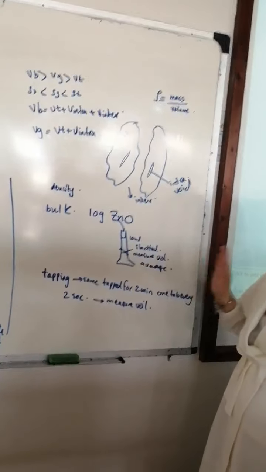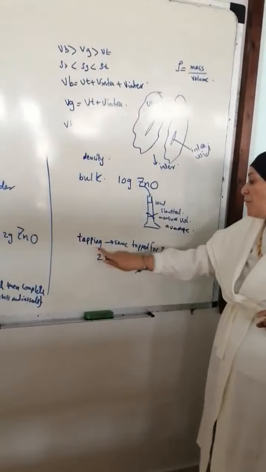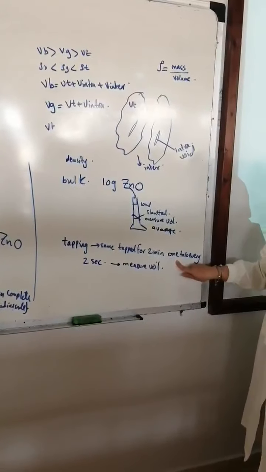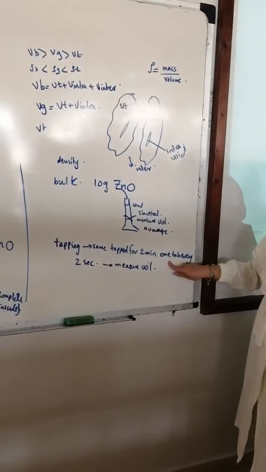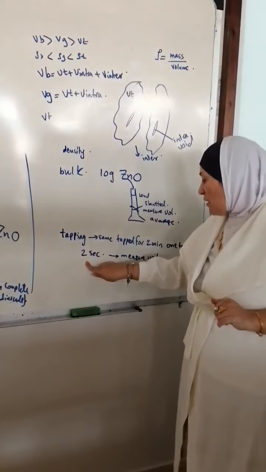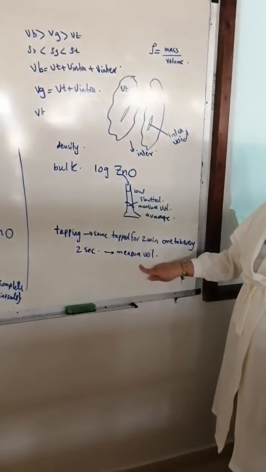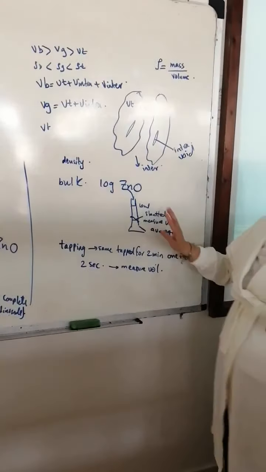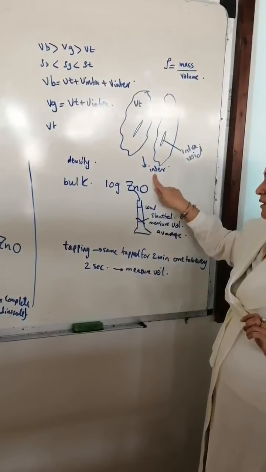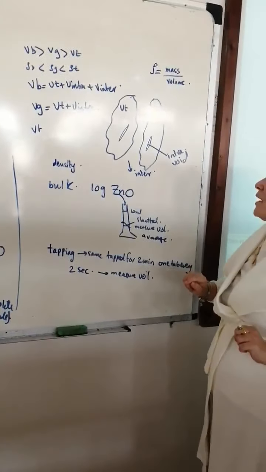Then the next step is to take the same cylinder and tap it for 2 minutes, making one tap on the bench from 1 inch height every 2 seconds. Then measure the volume. It will make a rearrangement. Nothing will disappear, just the intervoids will be reduced. Then we will take the volume and measure the tap density.